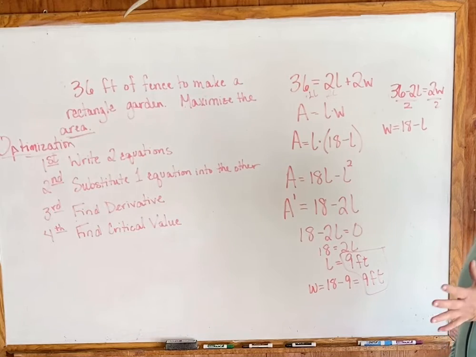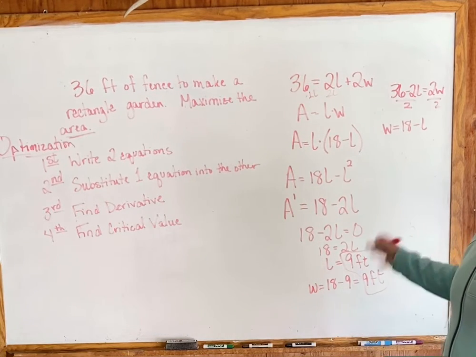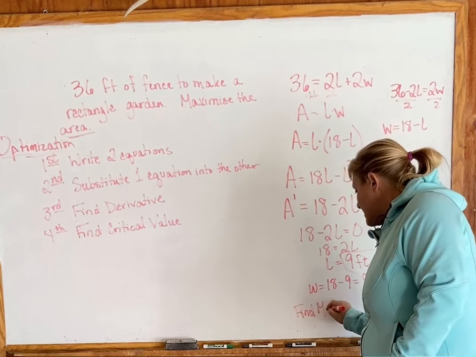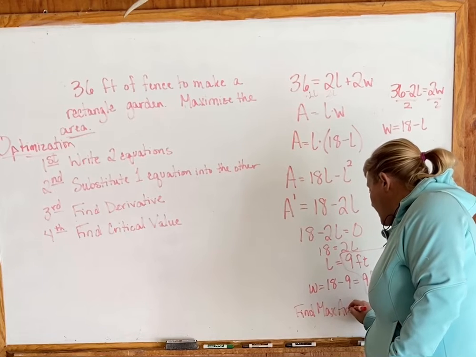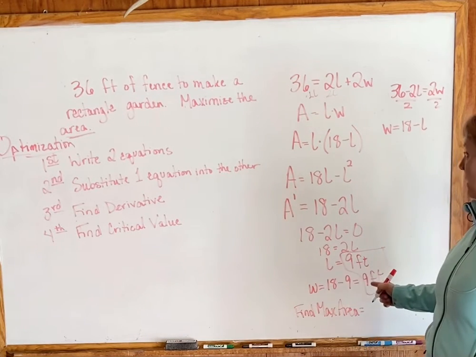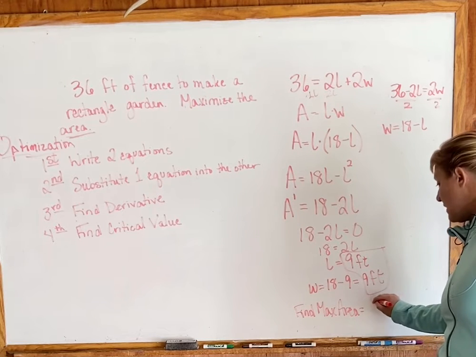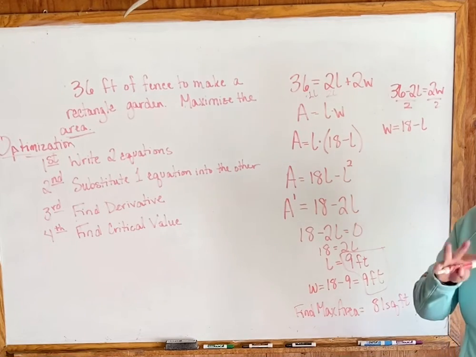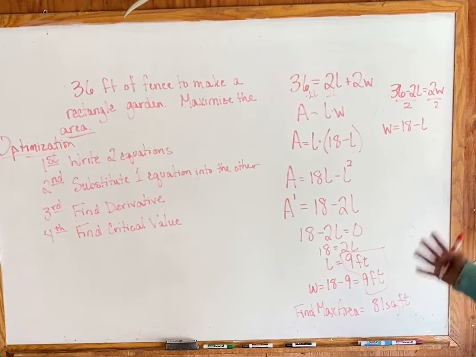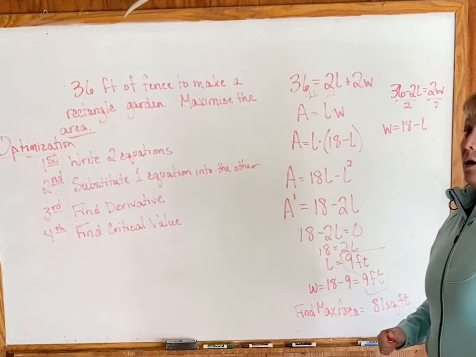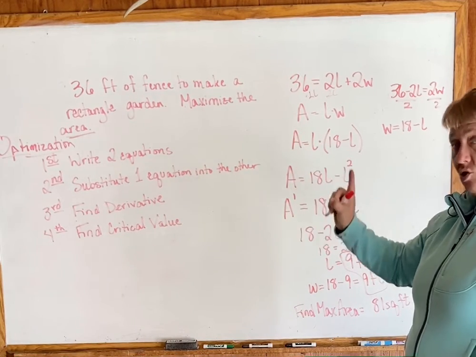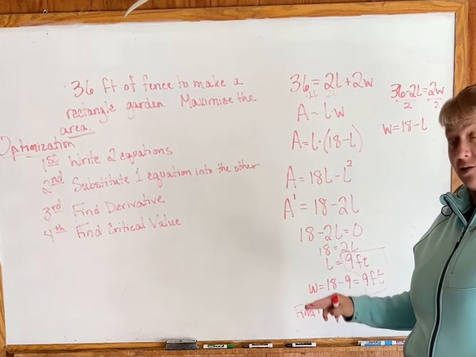Another question that they might throw in there is, what is the optimal or the max area? So find max area. What if they don't want the dimensions, they want the actual area? Well, can you go 9 times 9 and say that that's 81 square feet? So there's lots of different little questions that they can ask you here. So make sure you read the question when you're done. Don't be like, woohoo, I solved it, and move on. Think about it for a second. Alrighty, so again, 2 equations. Substitute one into the other, derivative, critical value, and then answer the question.